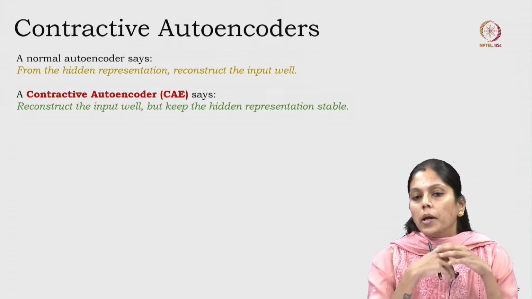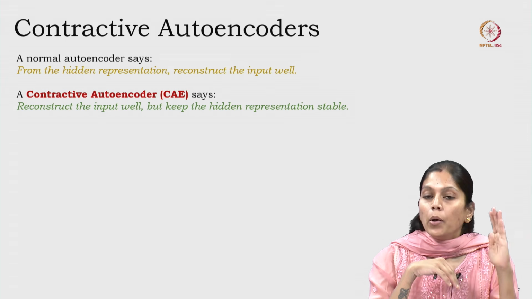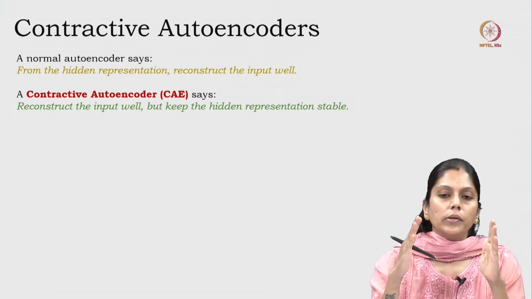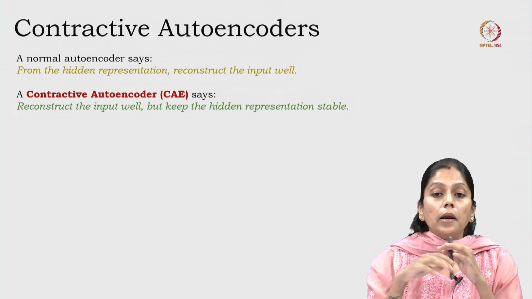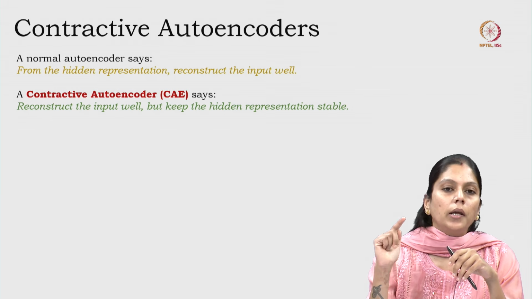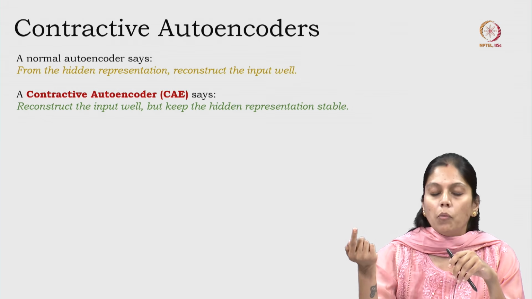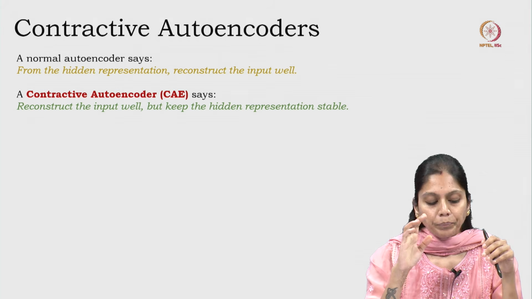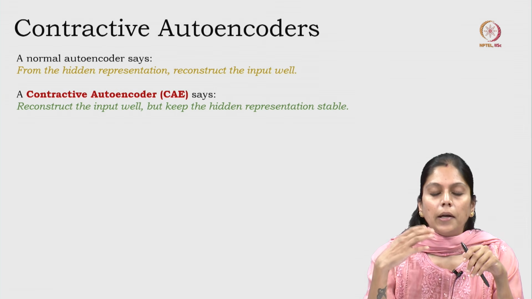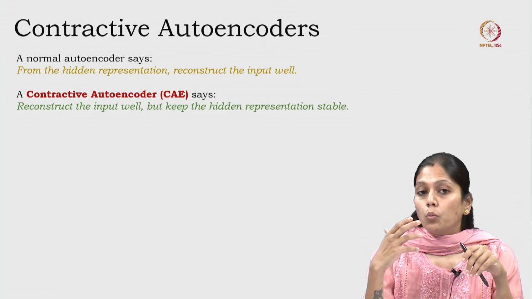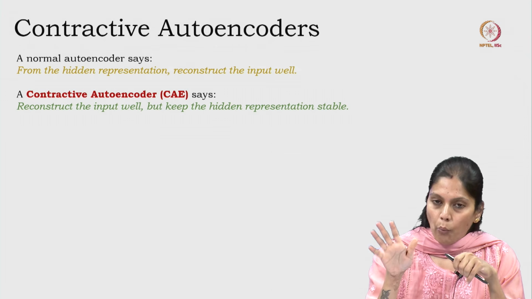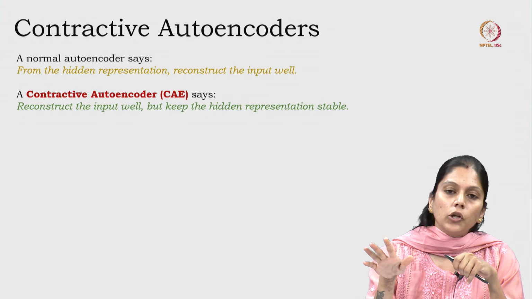So, the overall working mechanism of an autoencoder is when an input is passed to an encoder, the encoder is going to give us the latent representation, which is a hidden representation. From this hidden representation, we want to reconstruct the input well. So, the autoencoder says from the hidden representation reconstruct the input well. But what the contractive autoencoder says is reconstruct the input well but keep the hidden representation stable.